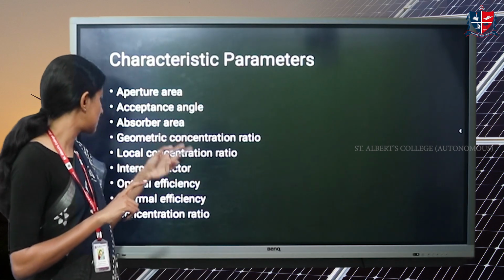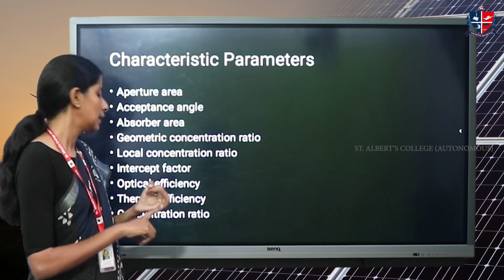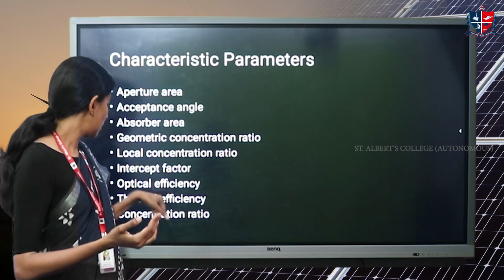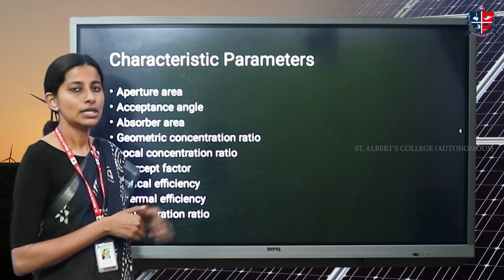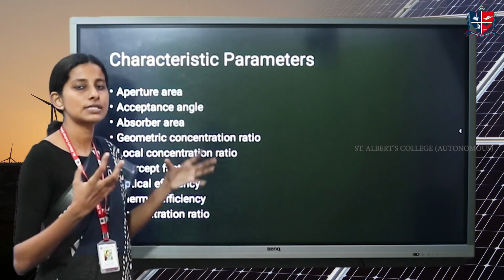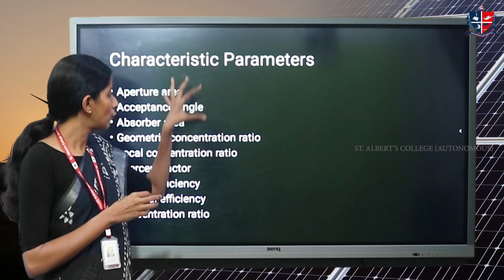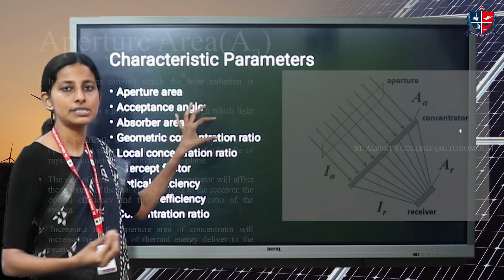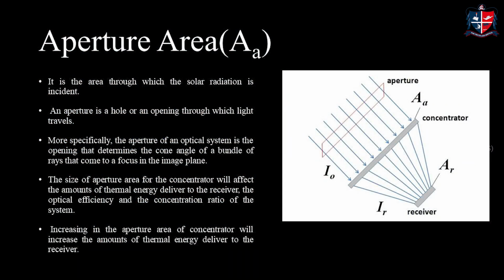The concentration ratio itself has two types: geometrical as well as local. Then we have optical efficiency and thermal efficiency. These are the terms which a person comes across when he studies solar concentrators. Of these, the most prominent two or three we will discuss in this class. First one is aperture area.